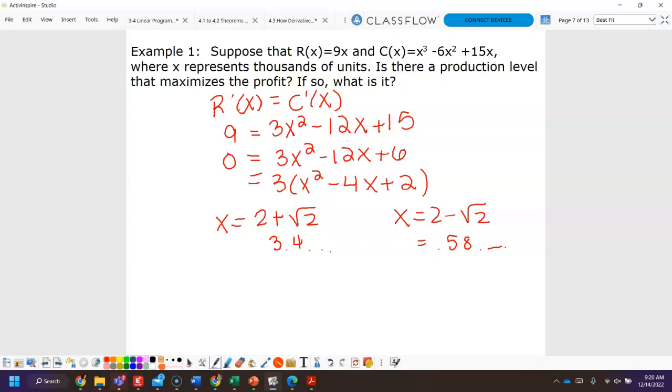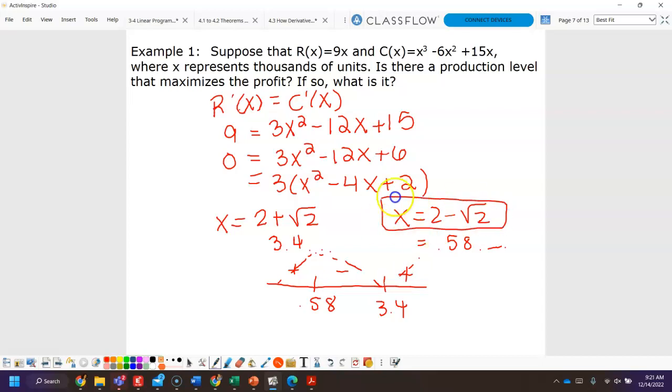So you have 2 roots at which this would occur, 0.58 something and 3.4 something. So you would want to look at, okay, which one is a max and which one is a min. So again, investigating that. It goes positive, negative, positive. So if we are trying to maximize profit, we are looking for the maximum. So that would be at 2 minus square root of 2.